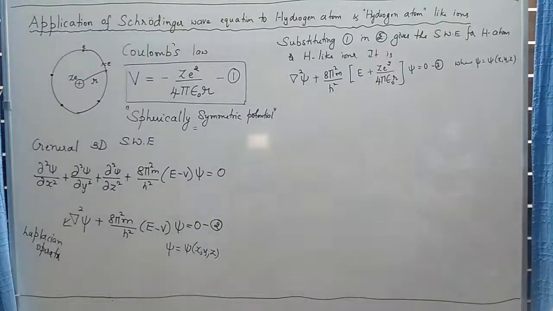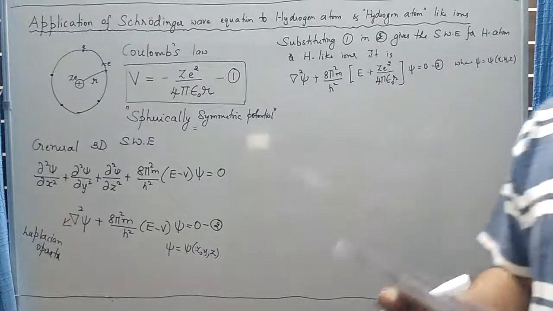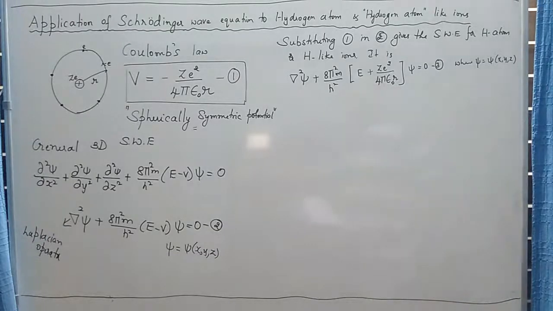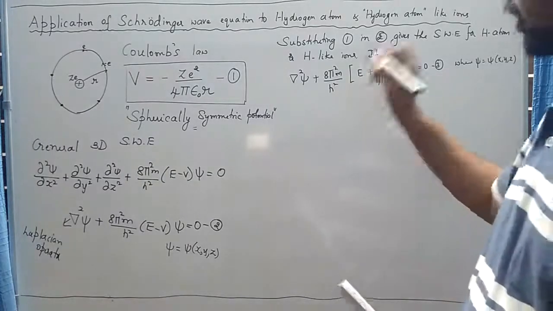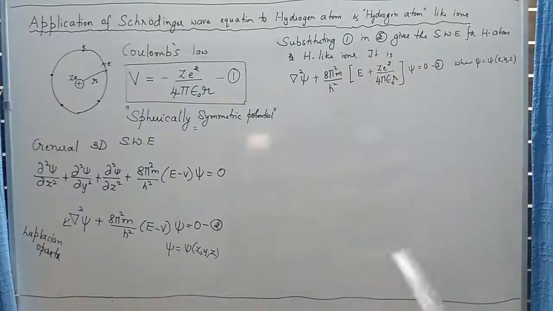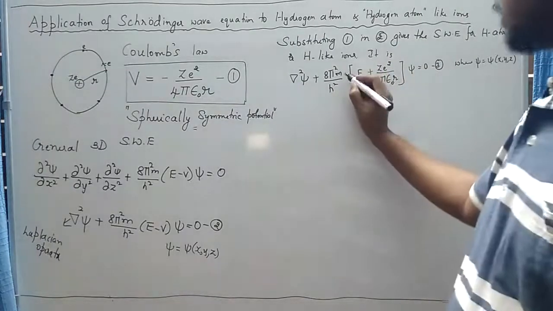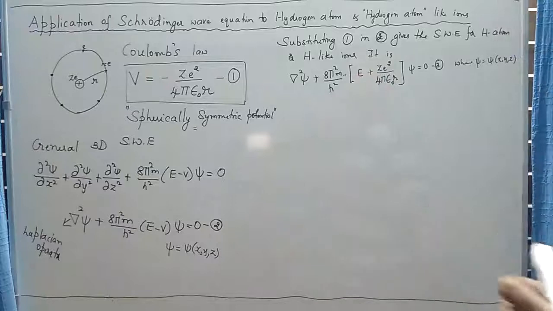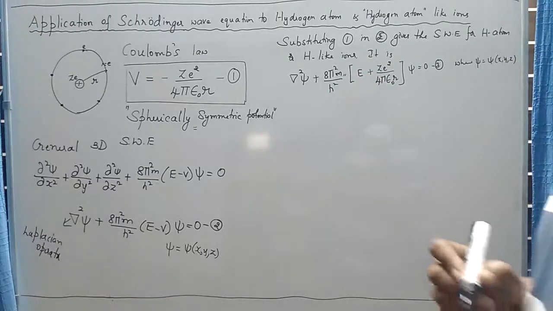So what is equation number 3? It is a very important equation which you have to memorize, the Schrodinger wave equation for hydrogen atom or hydrogen like ions. Okay, what is m here? We have to make certain changes. What is m here? That is very important.